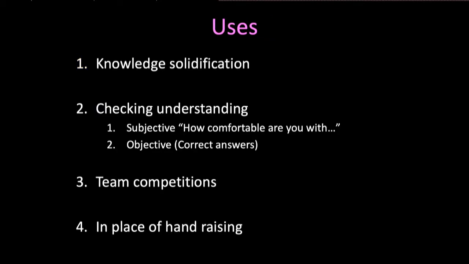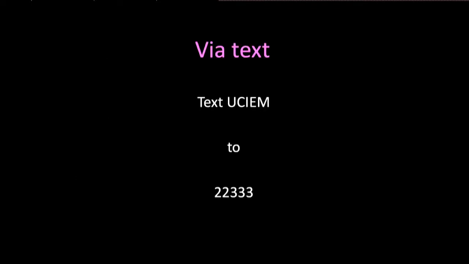So ways we can use this. It's good for solidification of knowledge. In the middle of a lecture, does everyone understand what's going on? Can I test that? Add a question, see if they're getting it. You can do team competitions. With Poll Everywhere, you can actually section people out into the R1s, the R2s, the R3s, the R4s, and then have them compete. So that's really fun. And you can also just do it in place of hand raising. Maybe someone doesn't want to admit that they don't understand. Very, very basic thing. And so instead, they can put it into an audience response system.